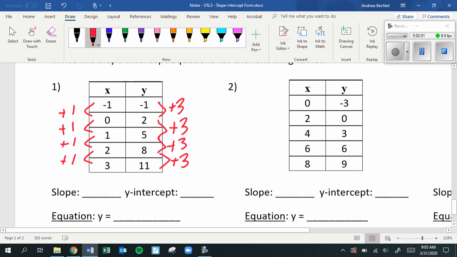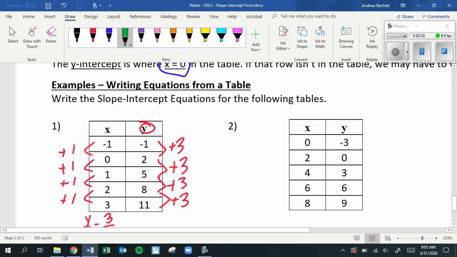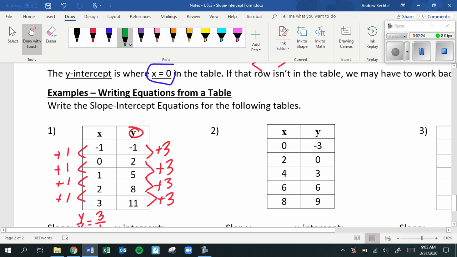We need to write our slope as the change in y over the change in x. This is one of the biggest mistakes students will make, they put the x on top. We want to put the y on top here. It's going to be 3 over 1. This part goes on top. Y-intercept, that's going to be where x equals 0. So we're going to look at the x column. Here's 0. Our y-intercept is 2.